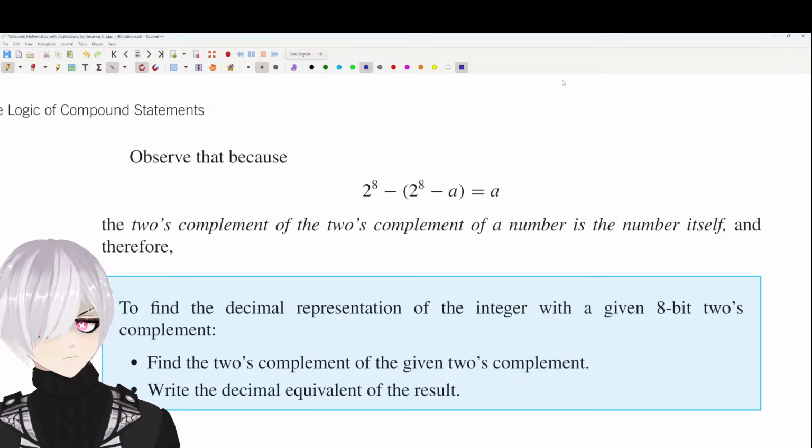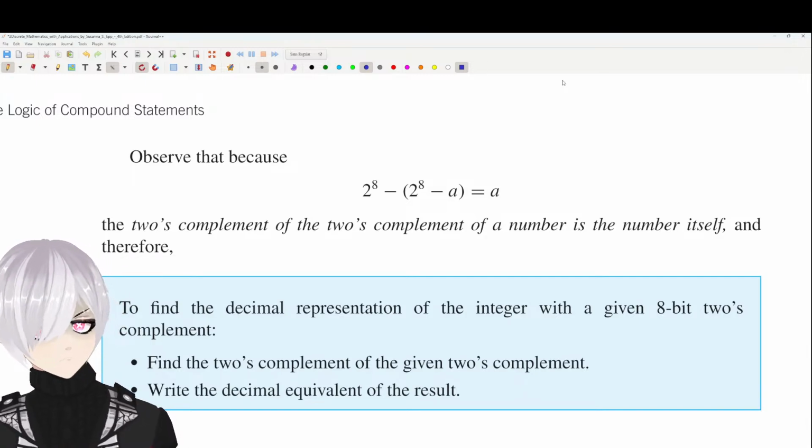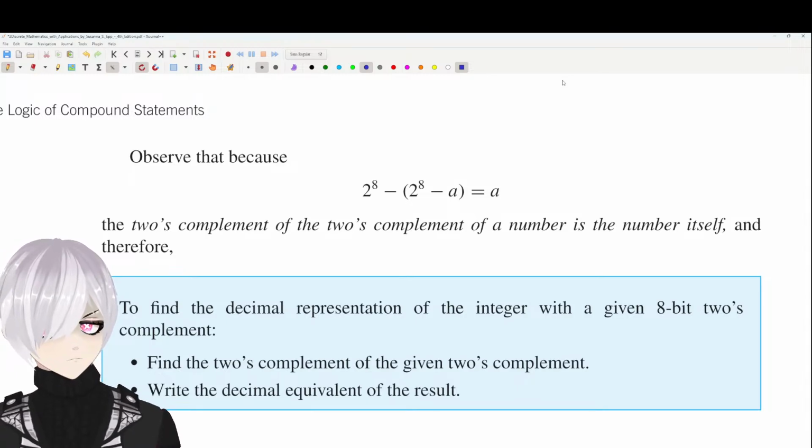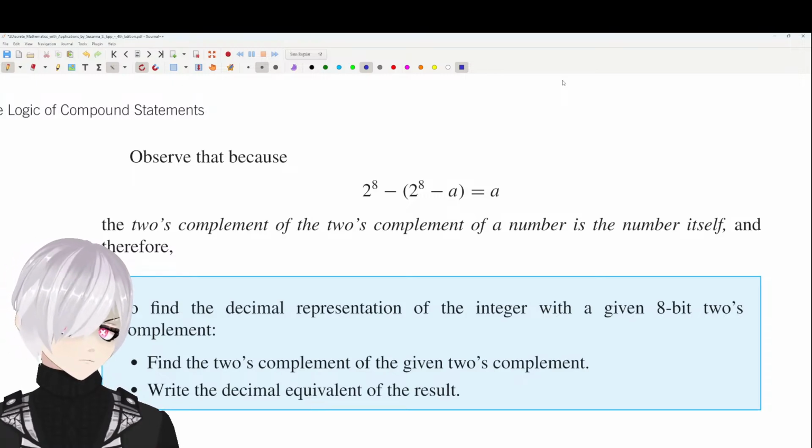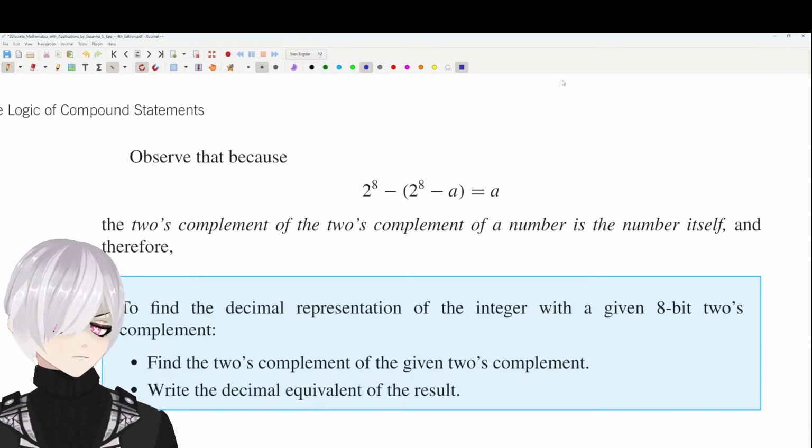And here you're taking 2 to the 8th minus (2 to the 8th minus a), and 2 to the 8th minus something is the 8-bit 2's complement. So we're taking the 2's complement of the 2's complement. So since the 2's complement of the 2's complement is the number itself, to find the decimal representation of the integer with the given 8-bit 2's complement, find the 2's complement of the given 2's complement, and write the decimal equivalent of the result. Oh, that's clever.